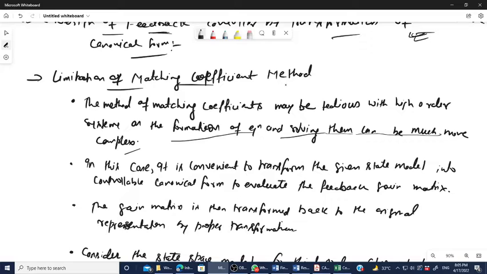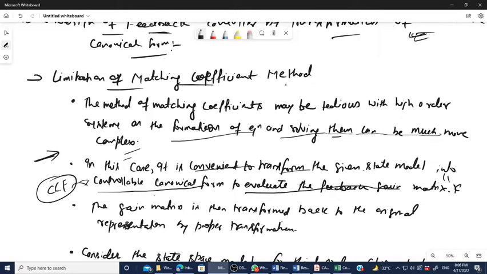The limitation is that when your number of poles increases, or when you consider a higher order system, the formation of the characteristic equation and solving it is much more intricate and complex. So in this case, what is the solution for the higher order system? It is very convenient to transform the system into the CCF, controllable canonical form. If the system is of higher order, you simply convert it to controllable canonical form to evaluate the feedback gain K, and then you can easily find the value of K.